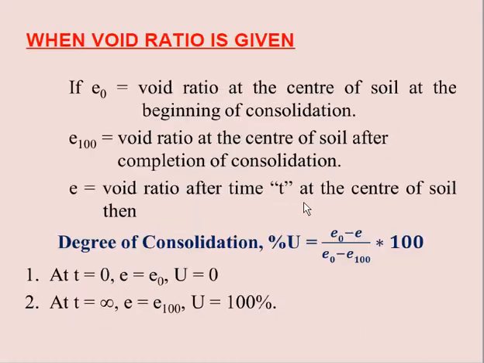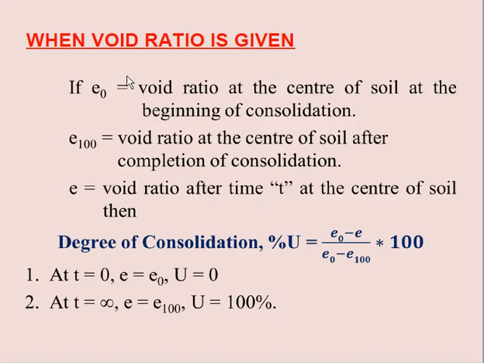Then the second case is when void ratio is given. For that, E naught is the void ratio at the center of the soil at the beginning of consolidation, that is, before the start of consolidation. E100 is the void ratio at the center of the soil after completion of consolidation, that is, after 100% consolidation. And E is the void ratio at any time t, when we are calculating the degree of consolidation at that particular time.